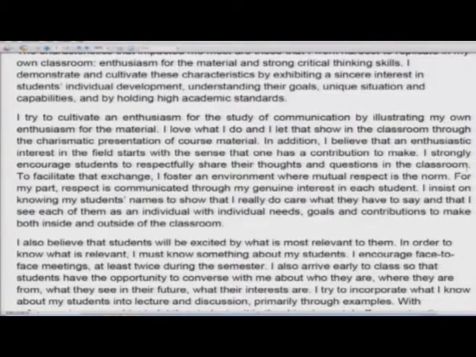There is a description. To facilitate that exchange, I foster an environment where mutual respect is the norm. For my part, respect is communicated through my genuine interest in each student. I insist on knowing my students' names to show that I really do care what they have to say, and that I see each of them as an individual with individual needs, goals and contributions to make both inside and outside of the classroom. So, there is a statement here, and this is not just a vague general statement, it is substantiated with the help of a concrete action, that is trying to know students' names individually.